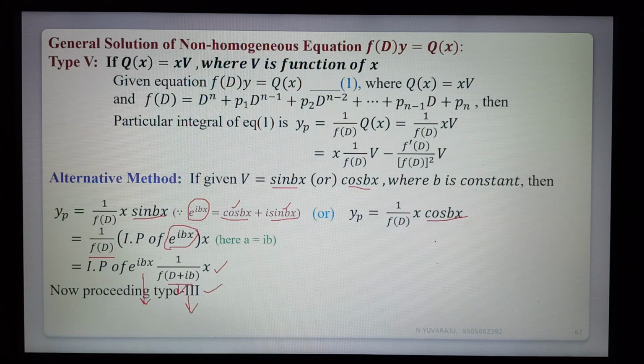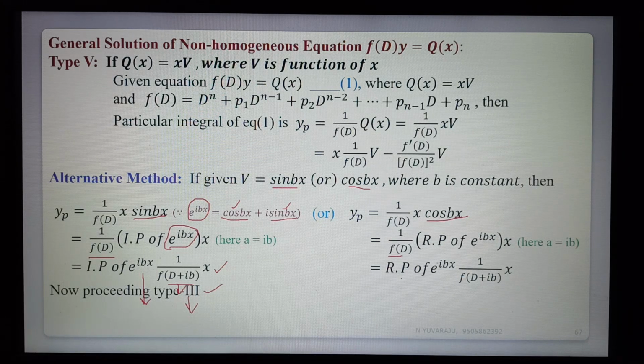Similarly, the same procedure applies for x into cos bx, but cos bx is the real part. So yp is 1 by f of D into the real part of e power ibx into x. With the same procedure, in f of D we replace D by D plus ib. So the real part of e power ibx into 1 by f of D plus ib into x. Now proceed with the same type 3. After this, the final complex number, you choose only the real part, and that is yp.